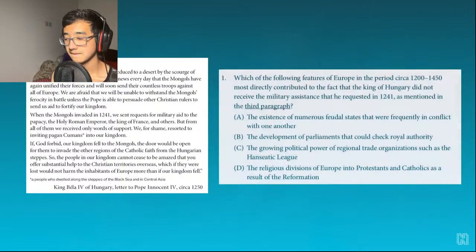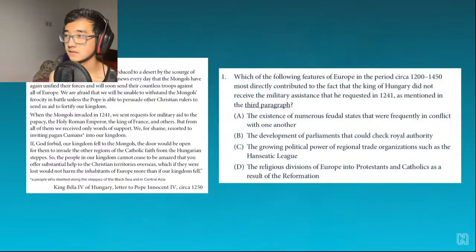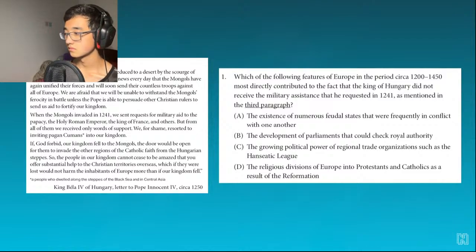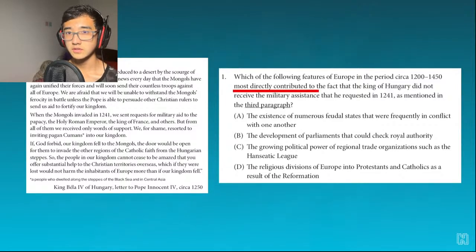Number one, which of the following features of Europe in the period circa 1200 to 1450 most directly contributed to the fact that the King of Hungary did not receive the military assistance that he requested in 1241 as mentioned in the third paragraph? Okay, before we even get to the answers, notice this is testing your historical thinking. Look at that. Most directly contributed to. This question is testing your ability to assess causation.